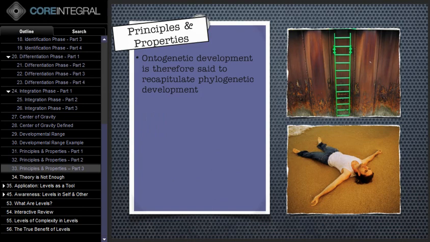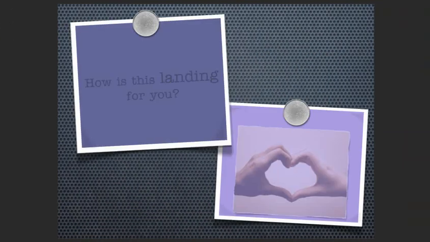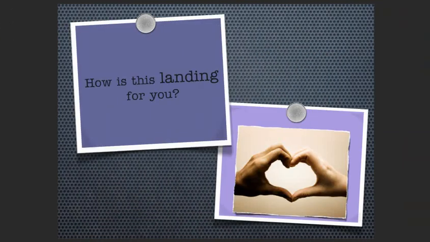To take this one step further, as each of us continues to deepen the grooves of second and third-tier waves, our children's children's children will hopefully have an easier time progressing to the highest of the waves available at this time. Meaning at some point, second tier will begin to emerge when kids enter high school, whereas currently, most adults haven't developed that far along the spectrum. So, if that doesn't make you feel a bit more responsible for cultivating your own growth, we don't know what will. Not bad for a summary of all that we've covered, huh?